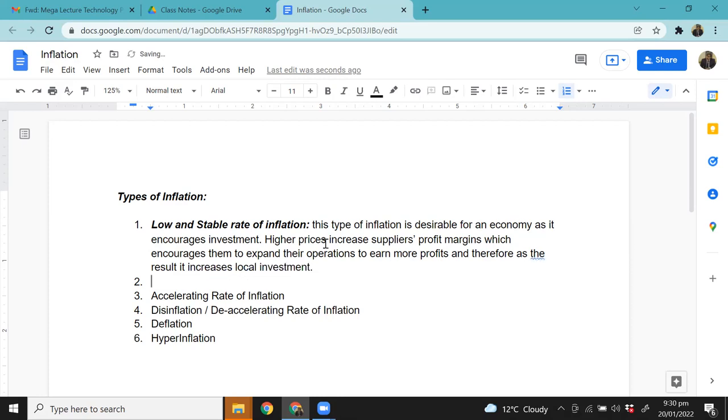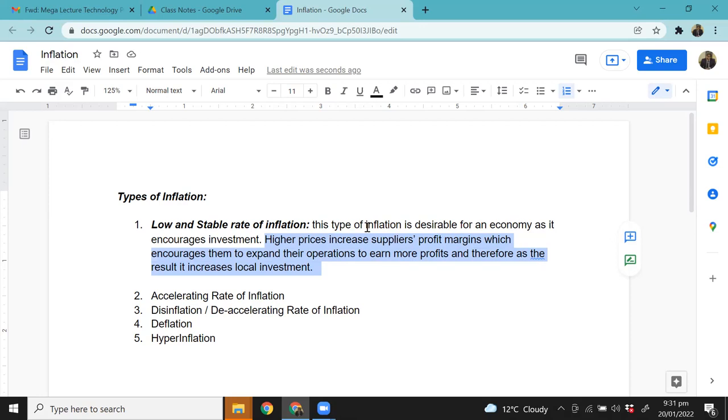Right? So think about this. How does a low and stable rate of inflation encourage investment? Higher prices increase suppliers' profit margins, which encourages them to expand their operations. Now think about this. How will Mega Lecture or any business respond to higher prices? Since each unit will be more profitable, we will want to expand our operations. We would want to expand our capacity. We will want to hire more teachers, expand our scale, because we can afford to do that with higher profits and all that, right?